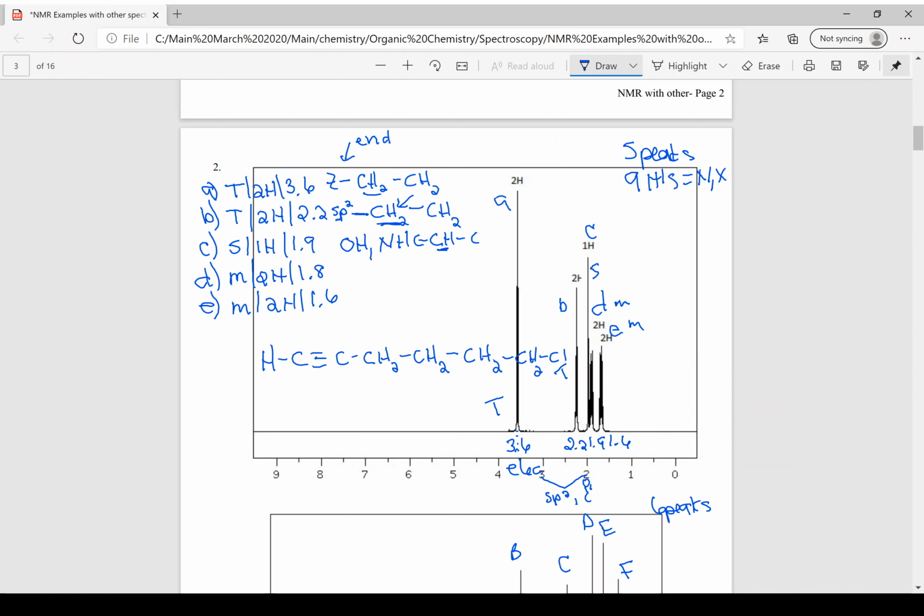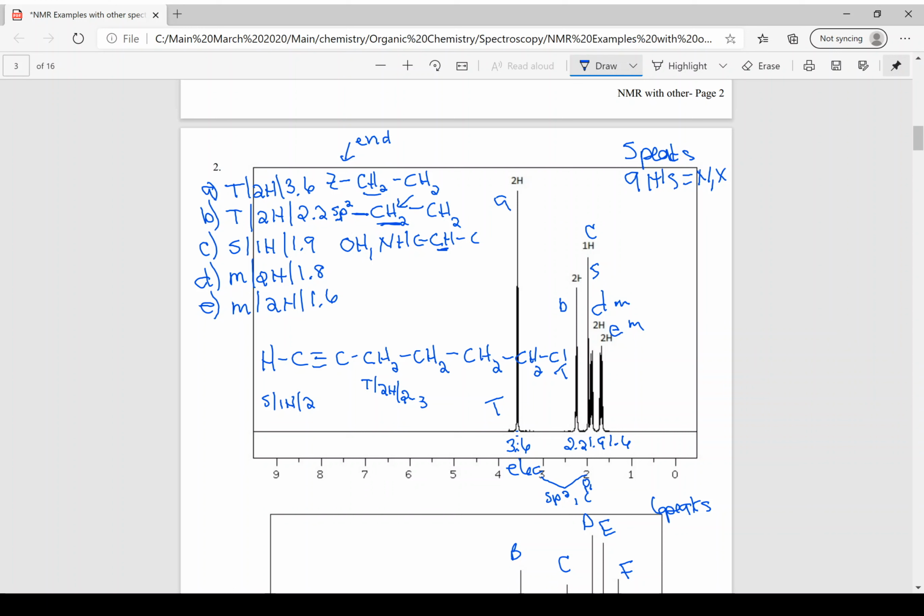I would predict a singlet that integrates for 1, and in the alkyne world, which would be about that 2 region. All right, this would be a 1, 2, 3. This would be a triplet that integrates for 2. It is right next to some kind of group. In this case, it's an sp, not an sp2, but that matches as well. So this should be somewhere between 2 and 3.